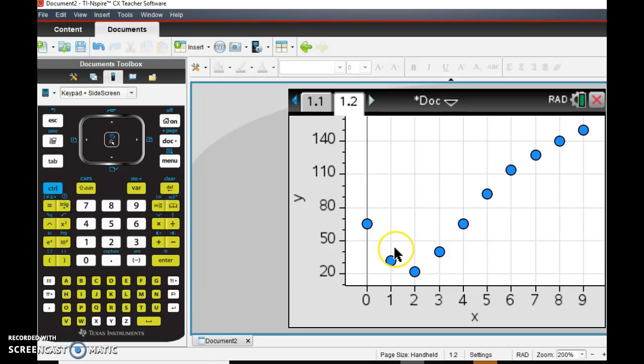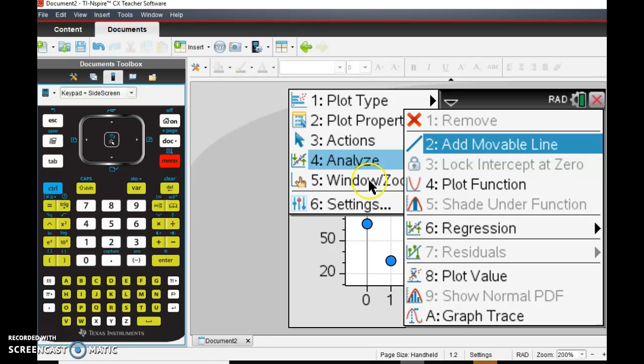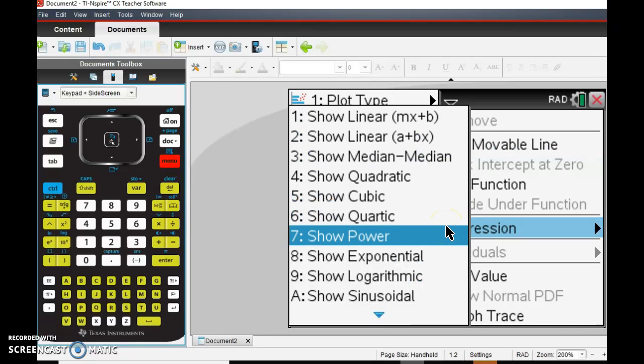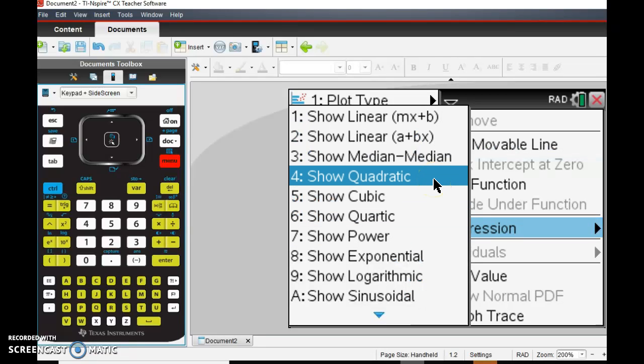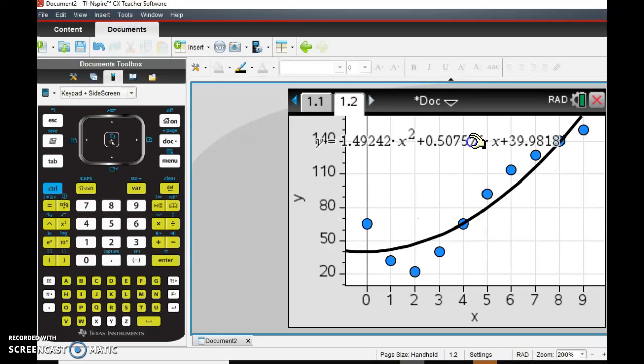You can kind of see that this is going to be a parabola. Because it's a parabola, we'll go with menu, analyze, which is for a regression, because that's what the problem said to create. And that's how we get our equation. Show quadratic, boom, you have your equation right in there. Now, if that line is bothering you or you want to shift it over, you can shift it way over there so that you have the entire equation.